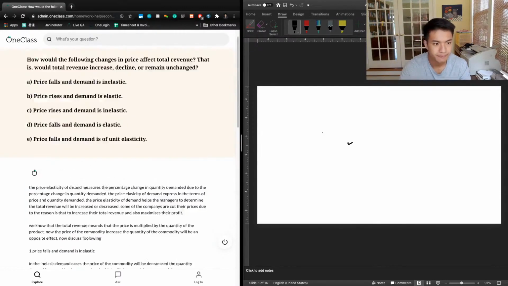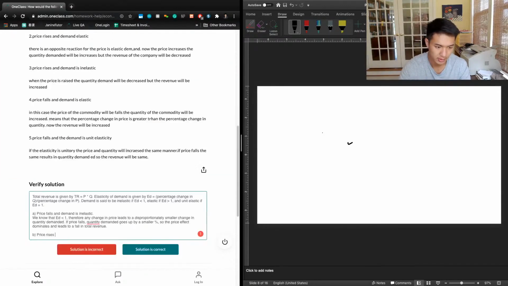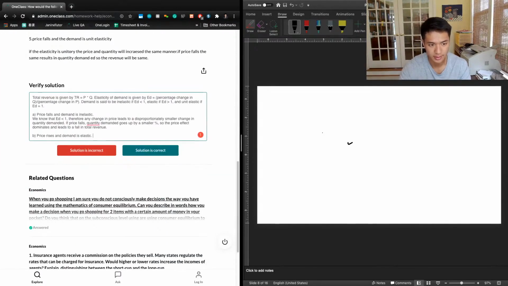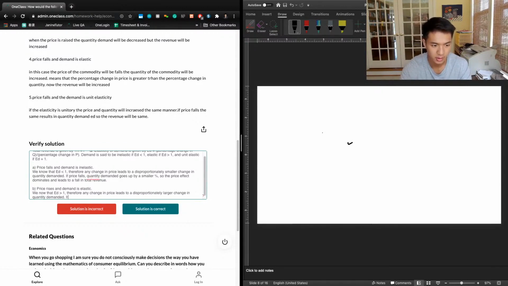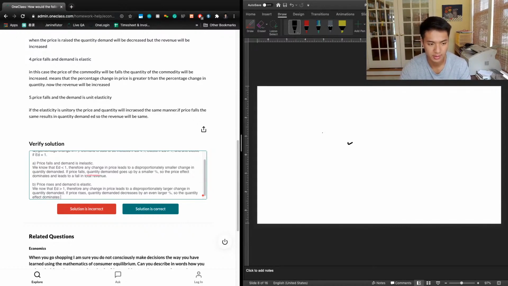For B, price rises and demand is elastic. We know that ED is greater than 1, therefore any change in price leads to a disproportionately larger change in quantity demanded. If price rises, quantity demanded decreases by an even larger percentage, so the quantity effect dominates and leads to a fall in total revenue.